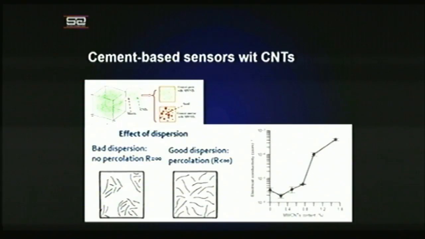If you see the graph towards the right, you can see the measurement of the nanotube content in percentage against the electric conductivity. The amount of nanotubes that needs to be added into the concrete is an issue, and that can be found when there is a steep rise in electric conductivity. There you can find a threshold at which the percolation is perfect.